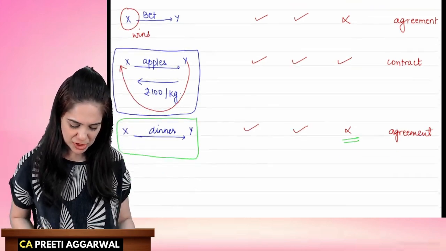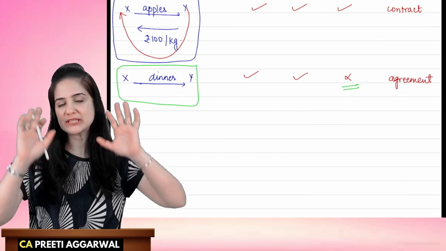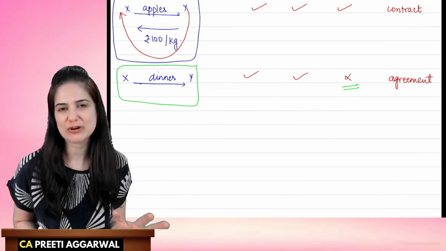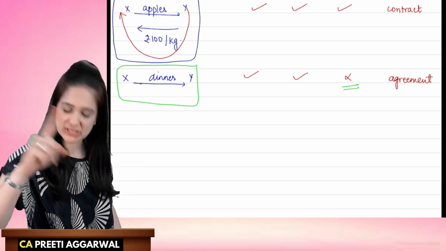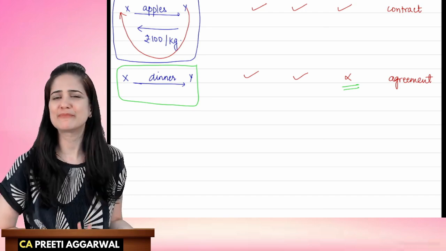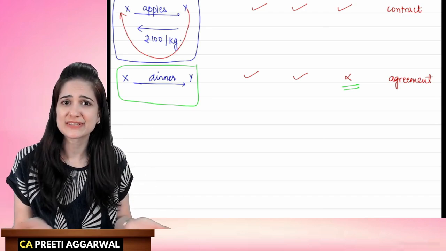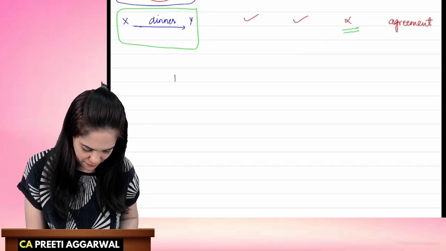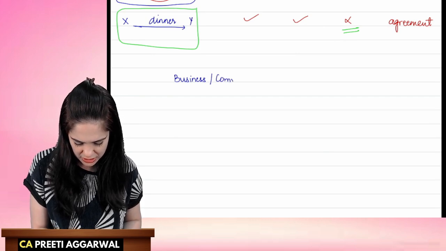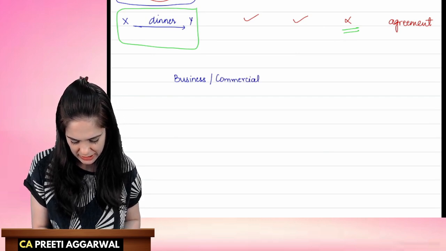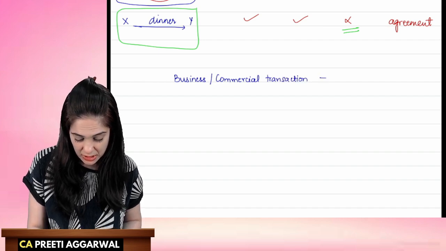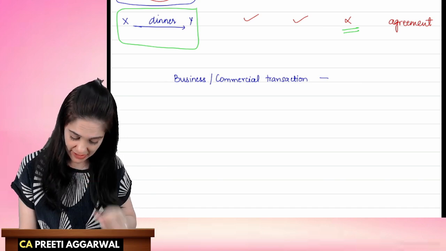Now, your mom, she promised to make pav bhaji for you today evening. Then when you reached home, some boring vegetable was made. Can you tell mom, you didn't fulfill your promise? Come to the police station. Can we file a case? No, that's not possible. She's our mother. We never intended to file a case. So in case of business or commercial transactions, there is a presumption.